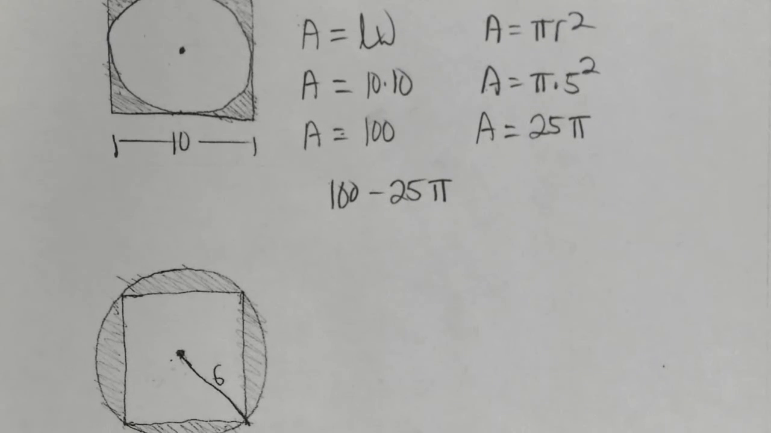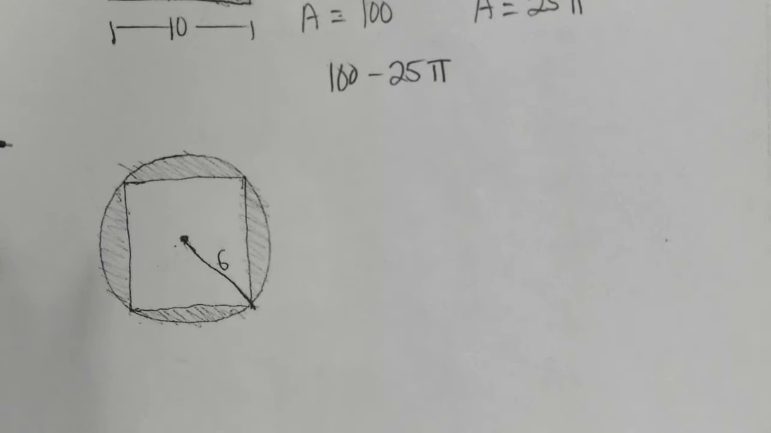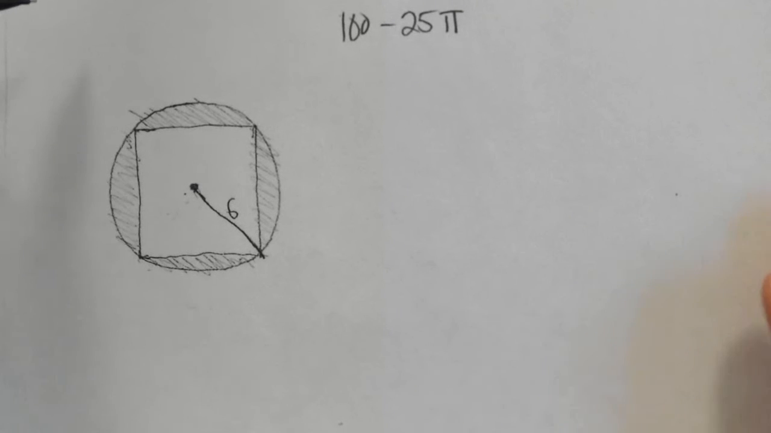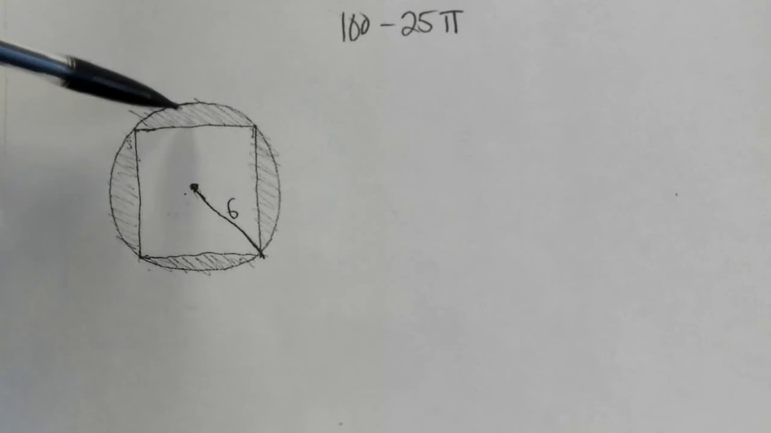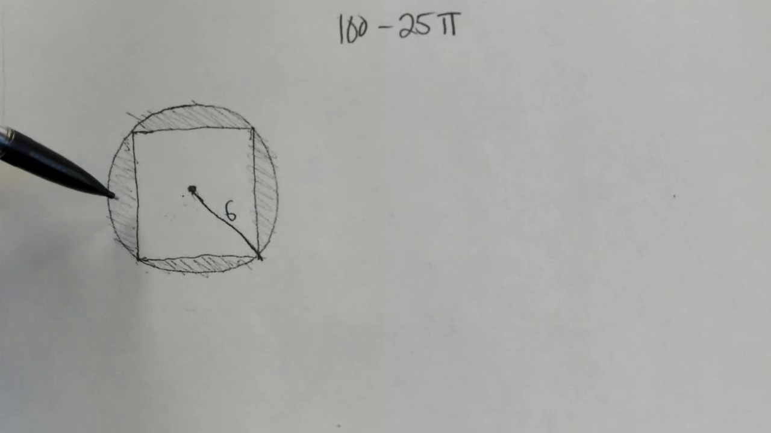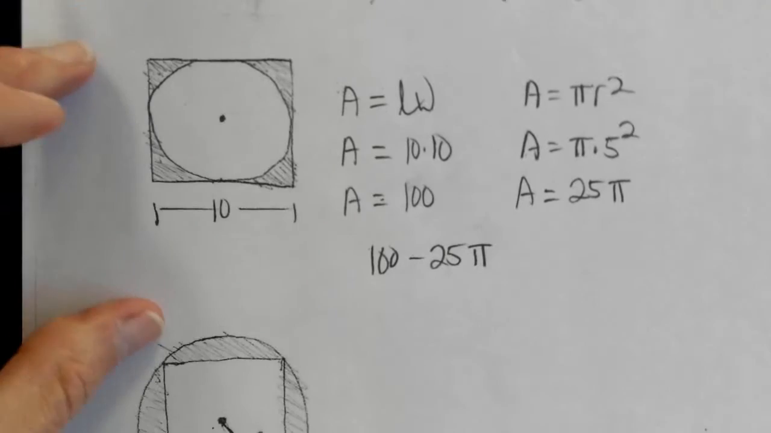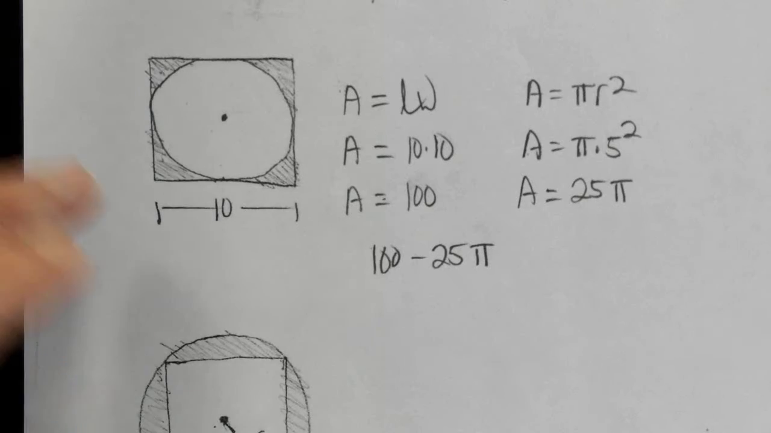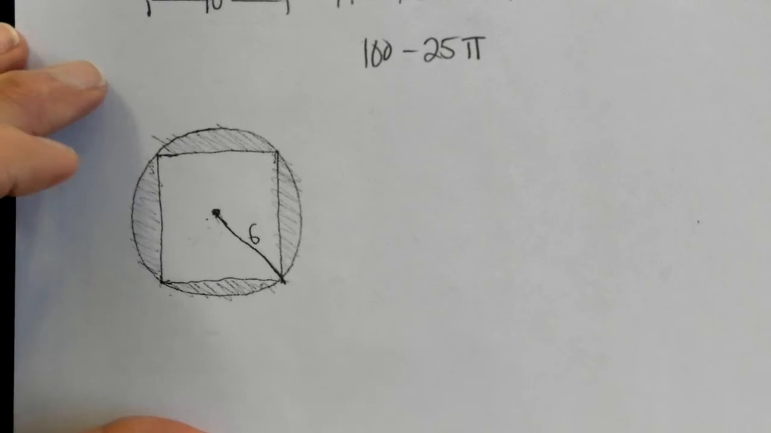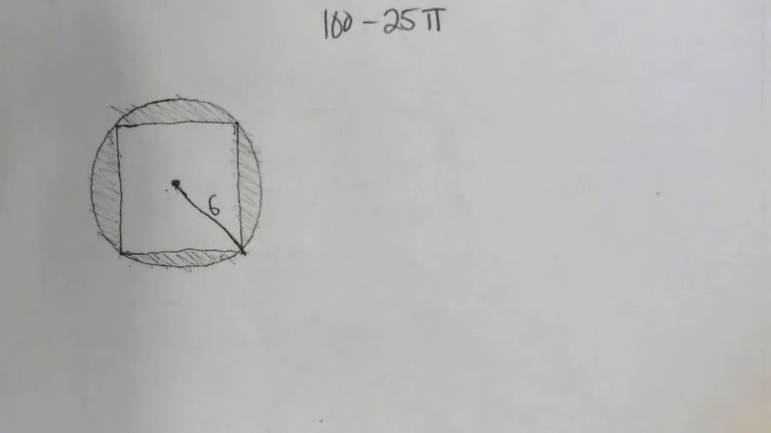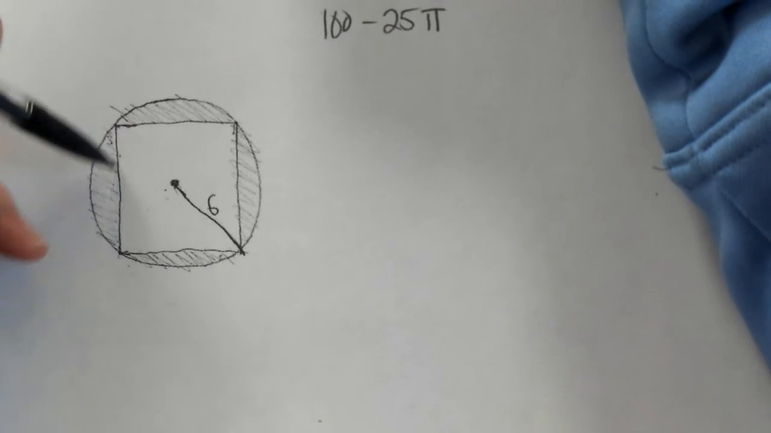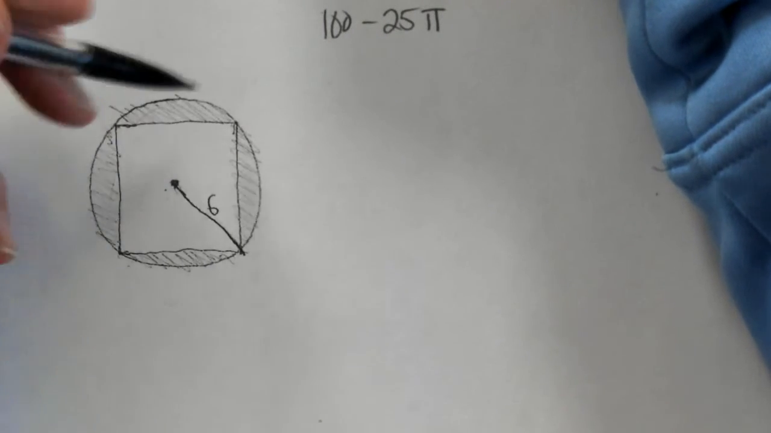All right, let's try the last one here now. So once again, I've got a figure that I need to find the shaded area of. This time the roles are kind of reversed. Last time we had a circle inside of a square. Now we've got a square inside of a circle. All right. However, the idea is going to be the same. I need to find the area of the whole thing, which is the entire circle.